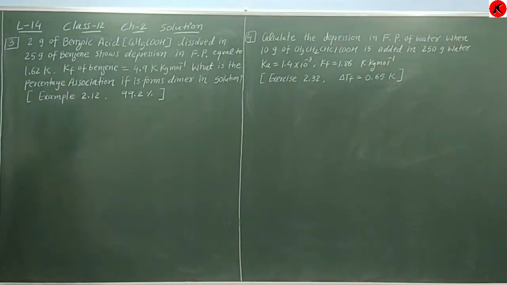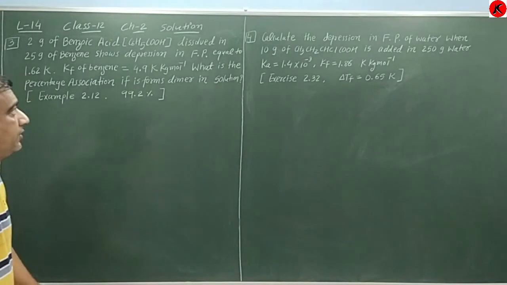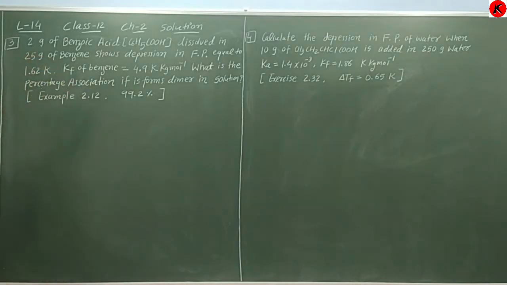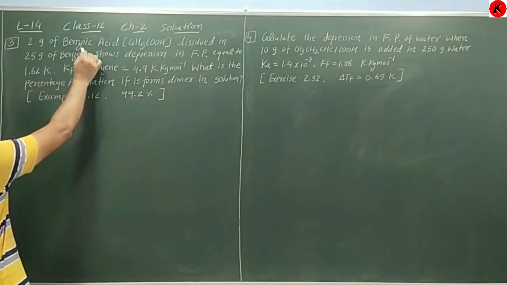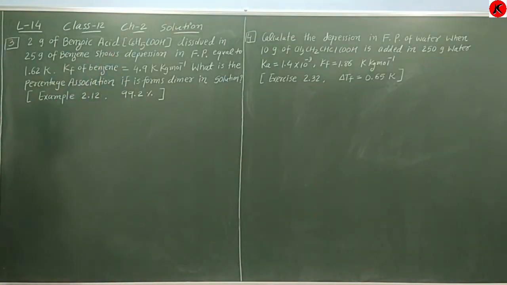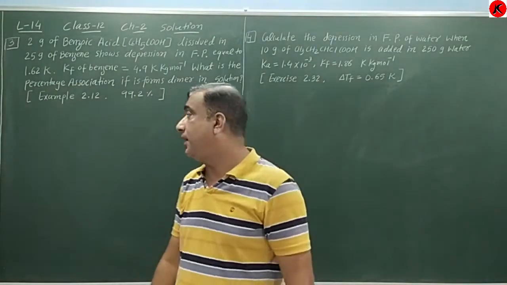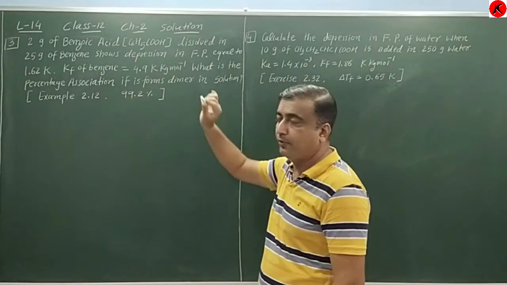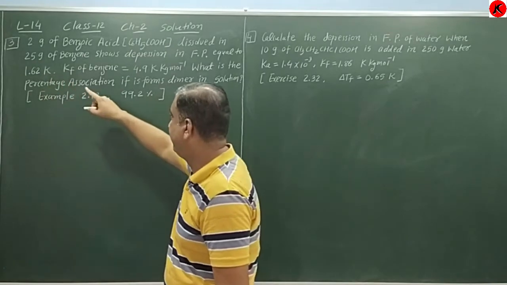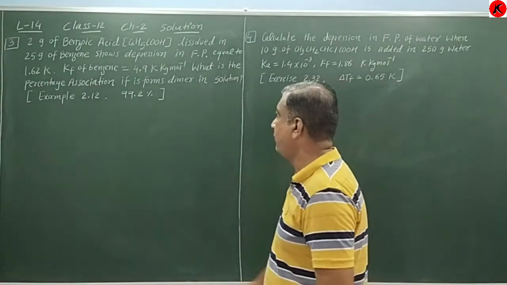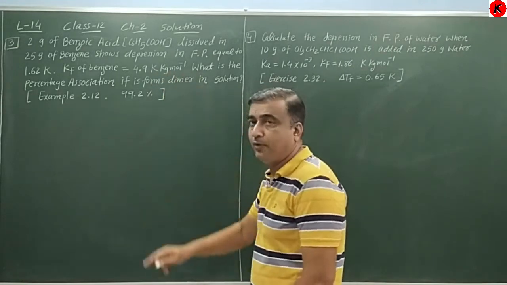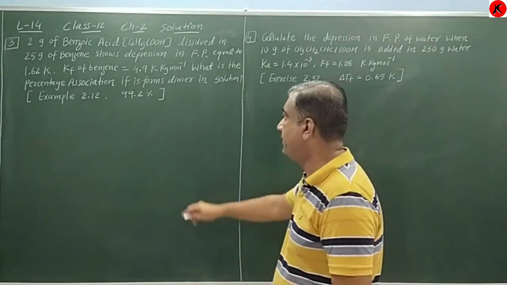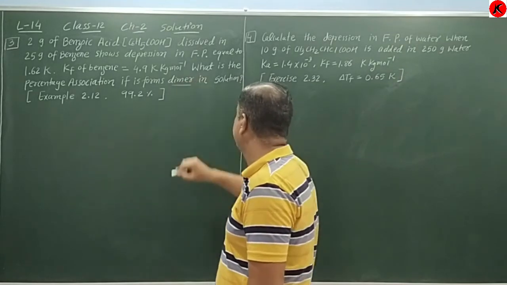Next example is based on the van't Hoff factor and dissociation and association. 2 gram of benzoic acid, C6H5COOH, is dissolved in 25 gram of benzene. The depression in freezing point equals 1.62 Kelvin. Kf of benzene is given as 4.9 Kelvin kilogram mole inverse. What is the percentage association if it forms a dimer in the solution?